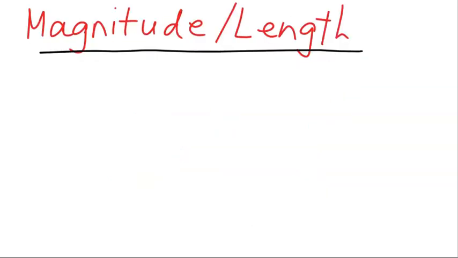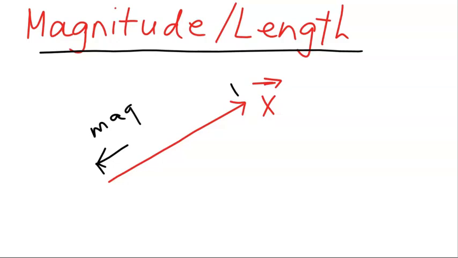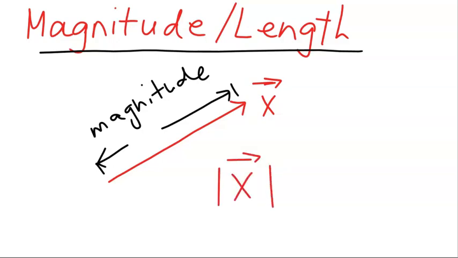Next, we shall look at magnitude of a vector. So what is the magnitude of a vector? Now, if we have a vector, let's call this vector x. The magnitude of this vector x is given by the length of this arrow. So that is the magnitude of this vector x. Now we shall use the following symbol to denote the magnitude of vector x. That is how you represent the magnitude of a vector, in this case, vector x.